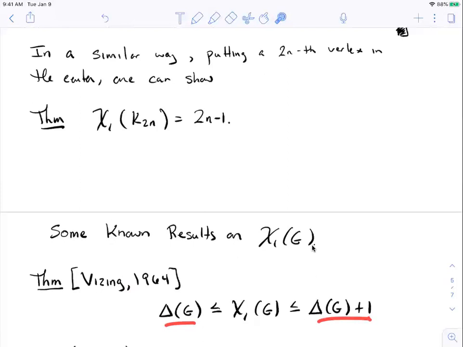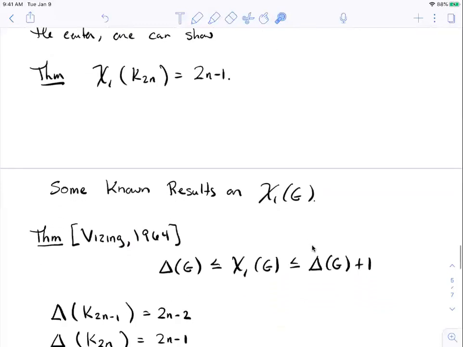So given a graph, its edge chromatic number is either the max vertex degree, which is called class 1, or one more than that, which is called class 2. If the edge chromatic number is the max vertex degree, it's called a class 1 graph. If it's one more than that, it's called class 2. And Vizing's theorem says that every graph is class 1 or class 2.